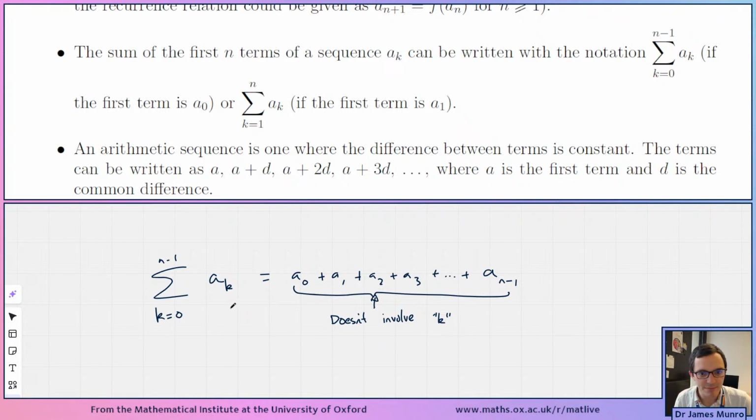Yeah, so sometimes, and somebody in chat has noticed that this sequence starts from A0, which is something that some people like, especially if you think the natural numbers should start from 0.